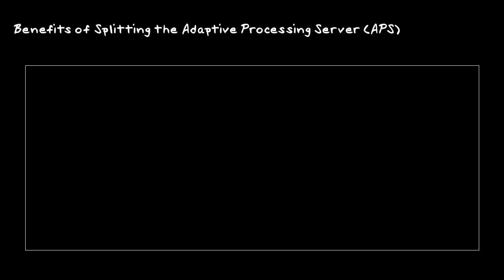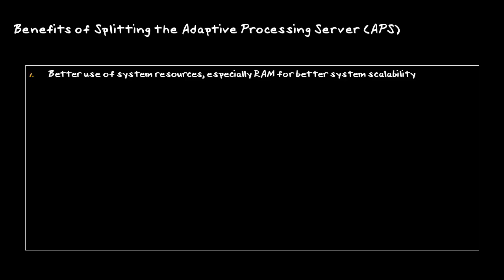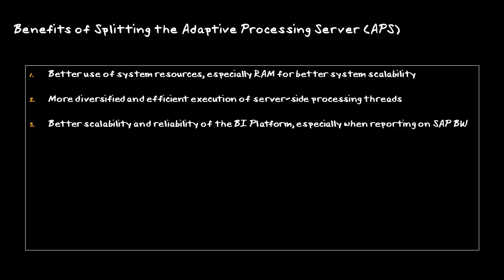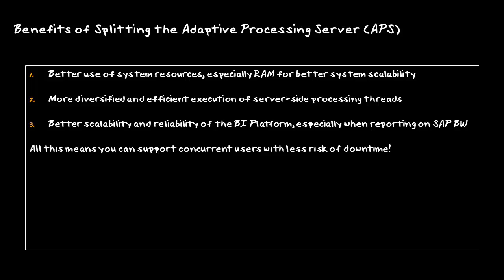There are three main benefits to splitting the APS. The first benefit is that we will enable the BI platform to make better use of system resources, particularly RAM, which has the benefit of smoothing out system performance. The second benefit is that thread execution and system resources are used more efficiently because we will dedicate specific process threads to handle narrowly focused tasks. This results in better system performance as well. And the third benefit is that our system will run more reliably and scale to support more users, particularly in the case of reporting on SAP BW data. And those three benefits mean you can support more users with less downtime caused by unscheduled outages.